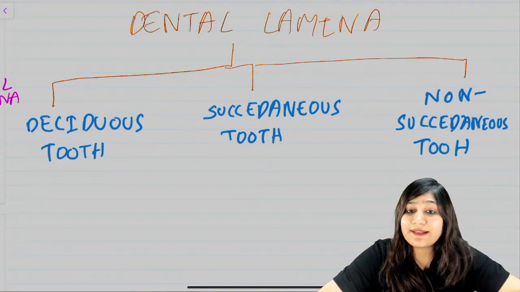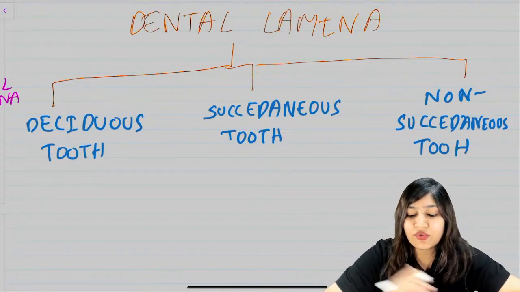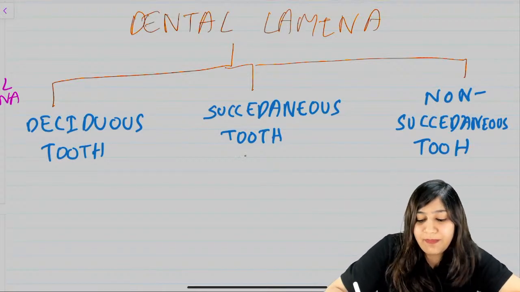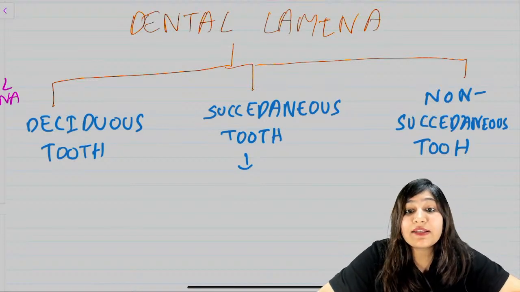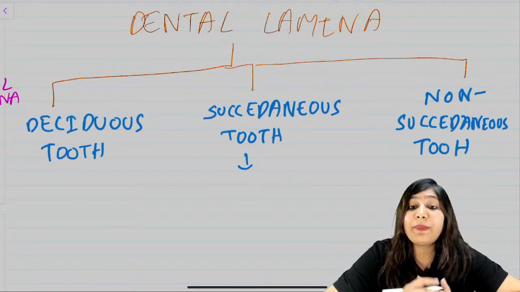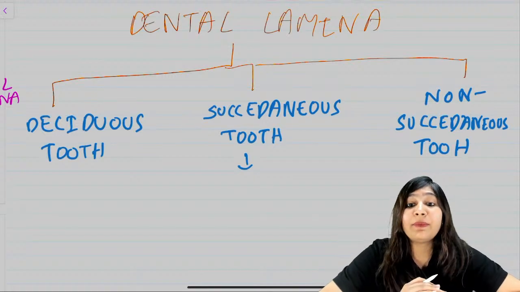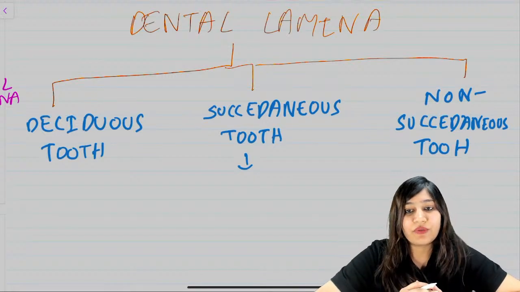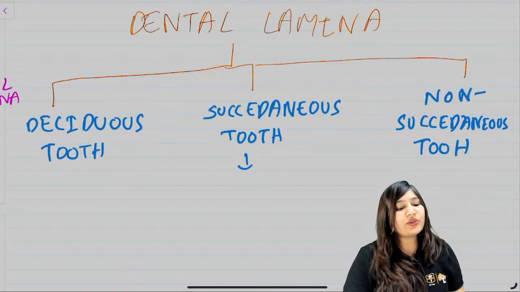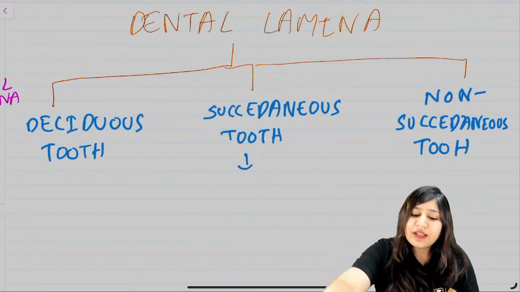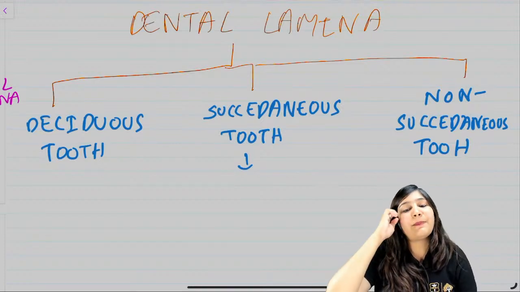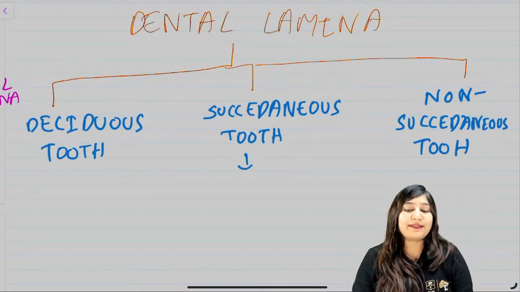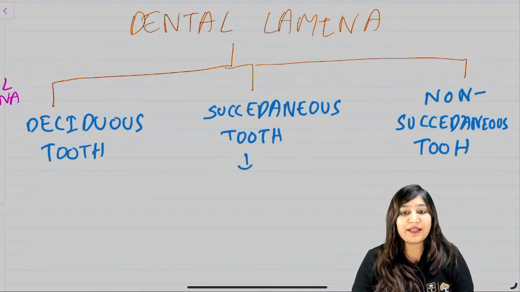So what are succedaneous teeth and what are non-succedaneous teeth? These are mainly permanent teeth, right? Succedaneous teeth are the teeth that replace the preceding deciduous teeth. Once the deciduous teeth shed off, the permanent tooth will take their place. So they are known as succedaneous teeth.